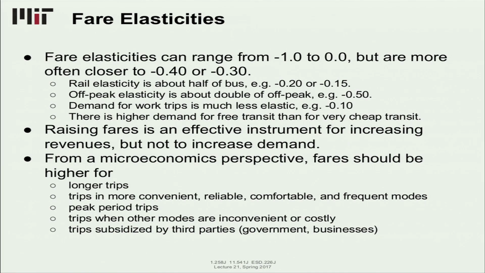Okay, fare elasticities. They can range from -1 to 0. We know that demand for transit is inelastic, right? So it means that almost always, virtually in every case, if you raise fares, you increase your revenue and your ridership decreases, but not by so much that your fare revenues go down. Here are some examples of typical elasticities. They usually are closer to -0.3, -0.4. For rail, it's a little less, so -0.2, -0.15. For off-peak, it tends to be twice as much, because more trips are discretionary. For work trips, it tends to be much more inelastic, as we discussed, even half of the base one.